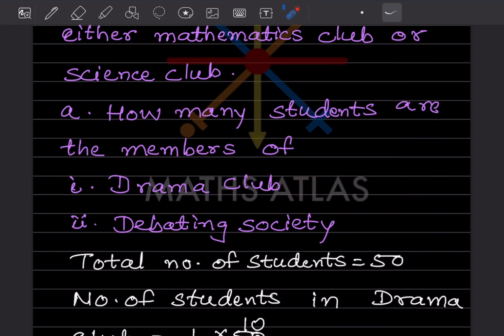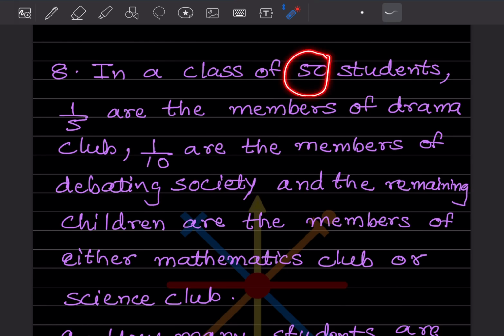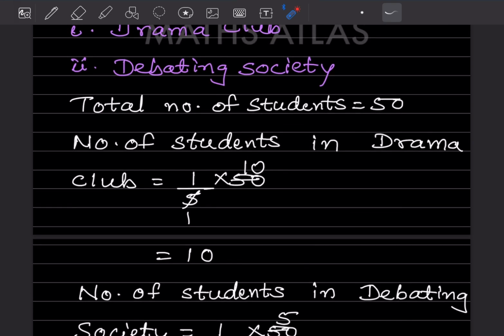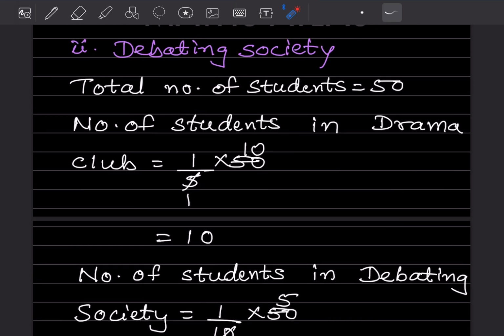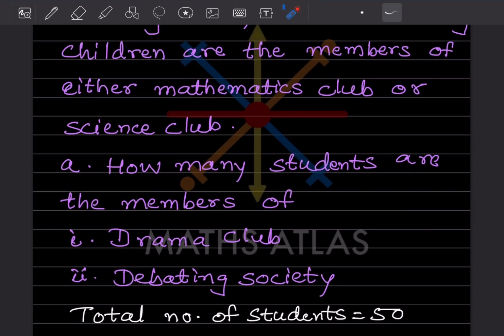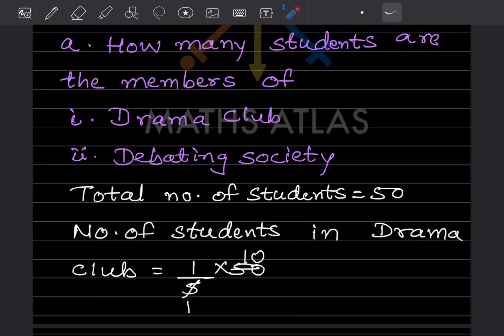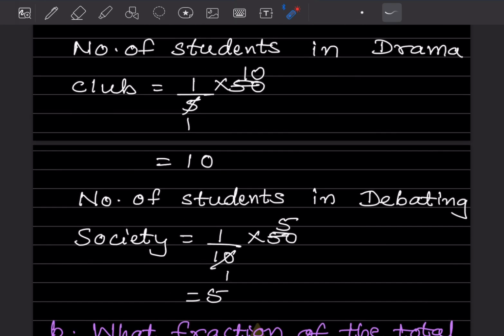It is given that the total number of students is 50. Number of students in drama club is given as 1 by 5. So 1 by 5 of what? Of the total number. So 1 by 5 into 50, that is going to be 10. Number of students in debating society is given as 1 by 10. So 1 by 10 of 50, that is going to be 5.